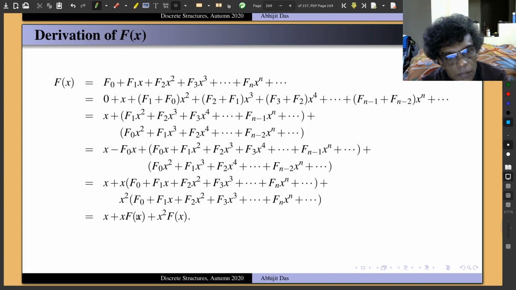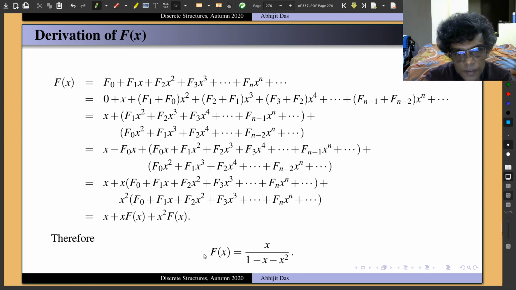Now if I transpose this and this to this side and make some simple manipulations, I eventually arrive at this formula: f of x equal to x over 1 minus x minus x square. So this is the generating function of f of x. Now somehow I have to expand this in order to obtain an explicit formula for the nth Fibonacci number.